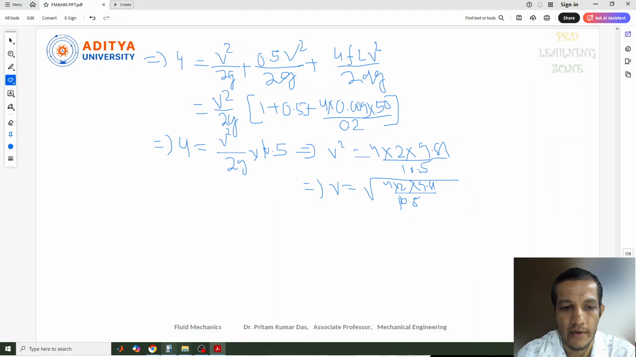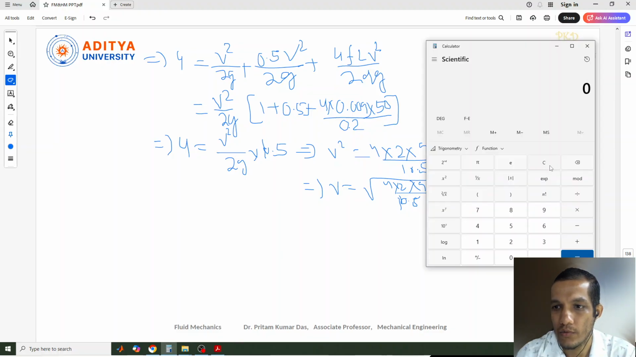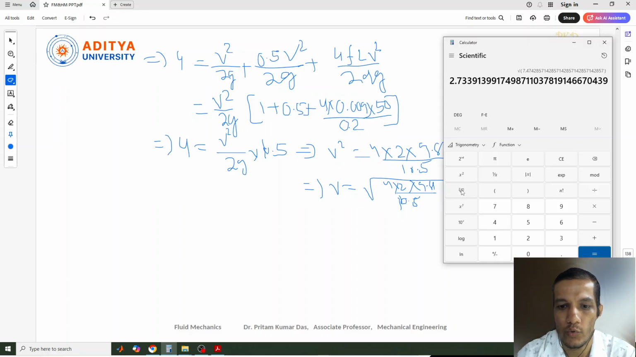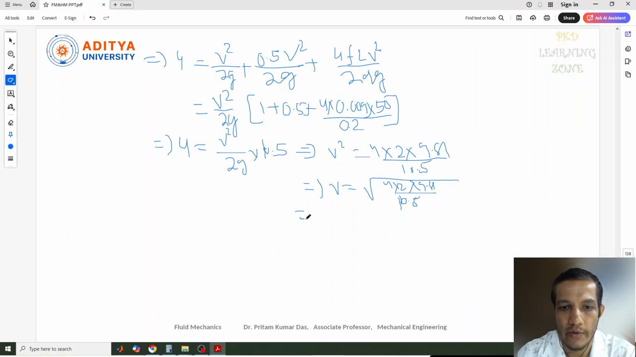Okay, so now we can calculate this value. This is 4 into 2 into 9.81, so 78.48, divided by 10.5, 7.47, root over of this, so 2.734. So we can write v equal to 2.734 meter per second.